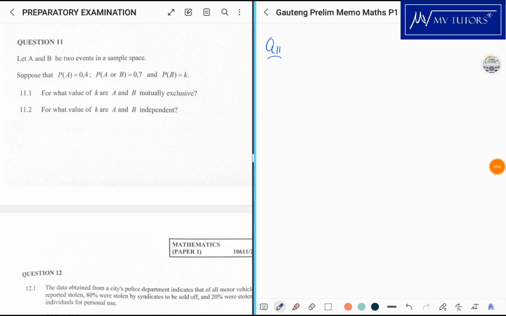All right, second last question, question 11. It says, let A and B be two events in a sample space. We don't know whether these events are mutually exclusive or non-mutually exclusive. But they tell us the probability of event A happening is 40%, the probability of A or B is 70%, and the probability of B is K.